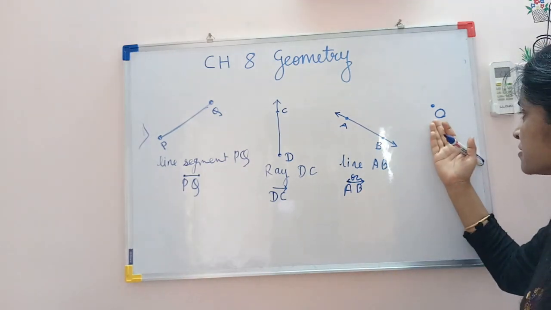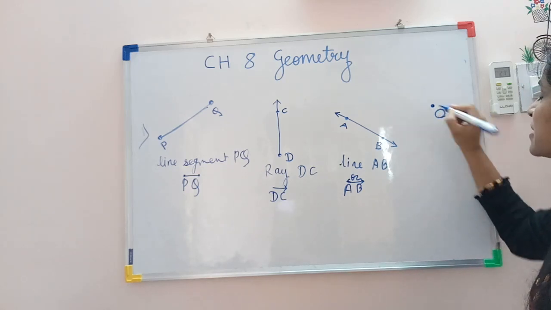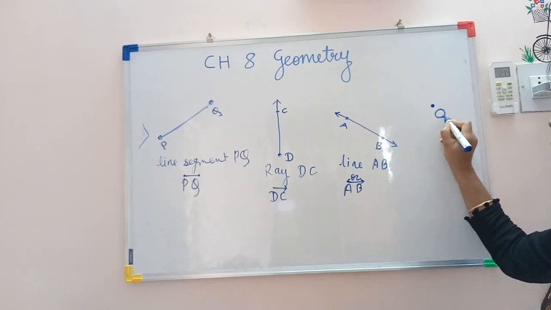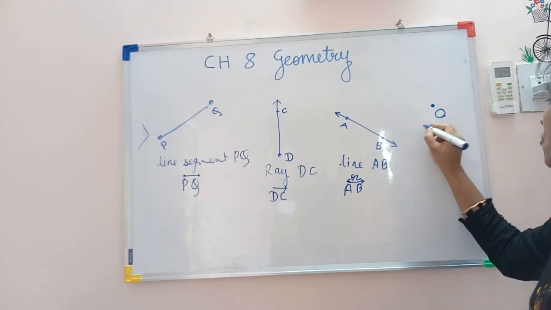The next one is just a point located in space, and a name is given here, O, that is nothing but the point O.